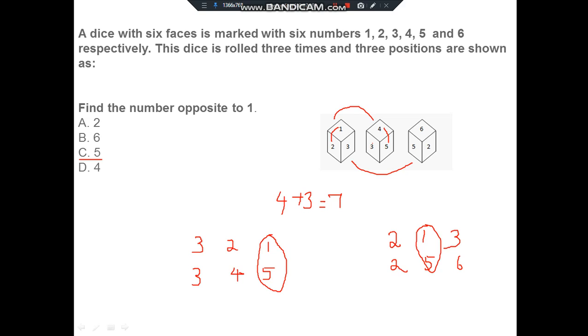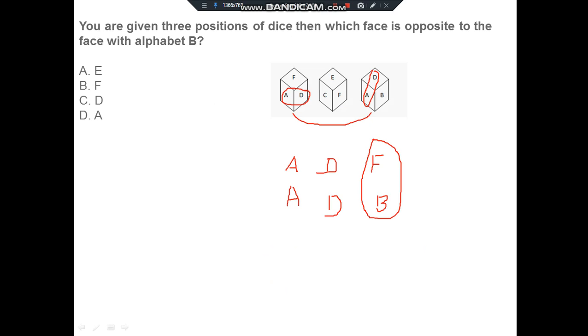Very easy. Next question. We have to find the opposite to letter B. See here there is no number, so we'll use the general dice concept. Where is B present? B is present in the third position of the given dice. So I'll choose the first and third dice. It is your wish, you can even choose the second and third dice. I will choose the first and third because A and D are common in both dice positions. So obviously the opposite to B is F. Got my point? Next question.